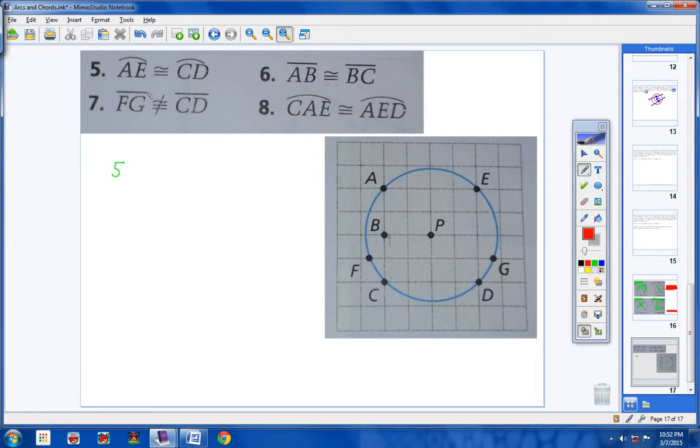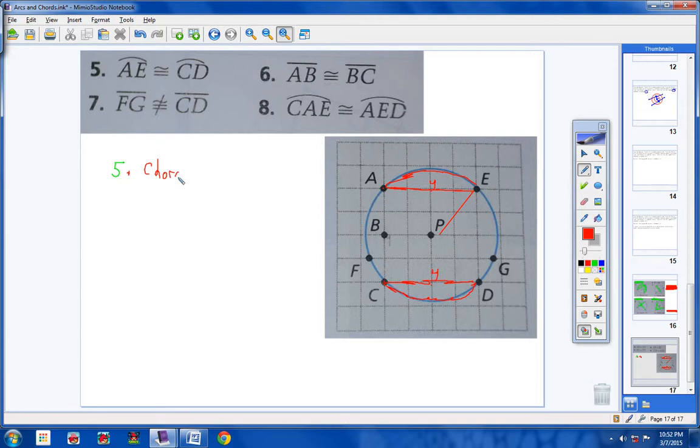Well, if you'll draw this chord right here, and if you'll draw this chord right here, count the spaces. Chord AE is 1, 2, 3, 4 units across. Now count this chord down here. 1, 2, 3, 4. Look at that. Remember we learned that if two chords are congruent, then their minor arcs are congruent. So number 5, what's the explanation? I would put chords AE and CD are congruent. That's the explanation. Pretty simple.